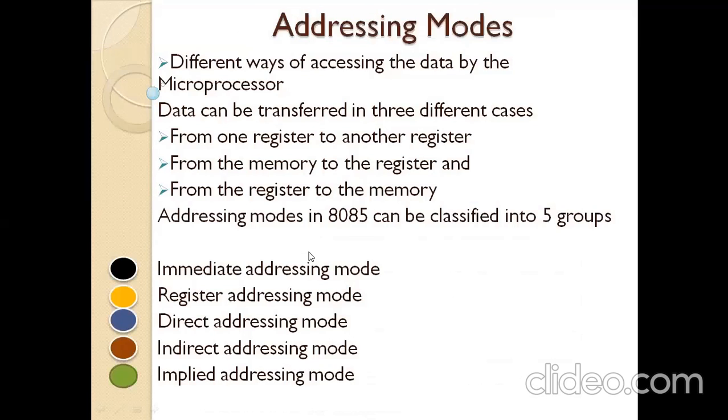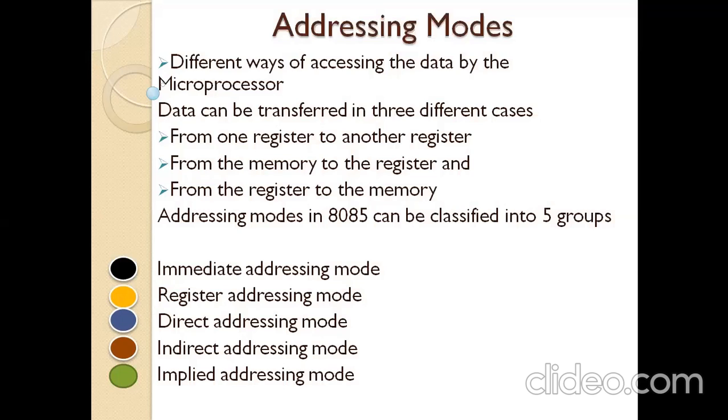Next, I am going to explain about addressing mode. What is meant by addressing mode? In a microprocessor, we can access the data from memory, from an input device, from registers, from an output device, etc. So the different ways of accessing the data by the microprocessor are called addressing mode.